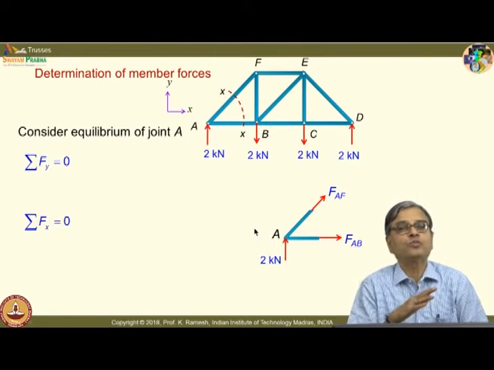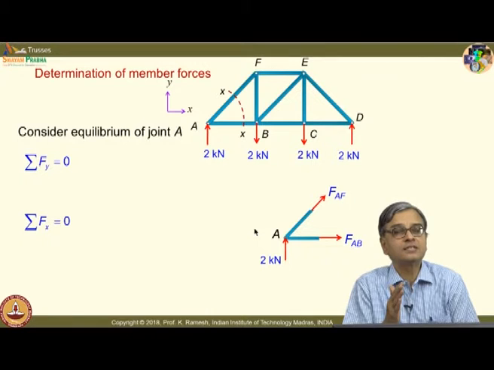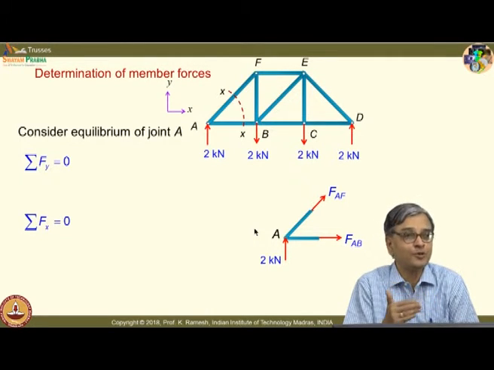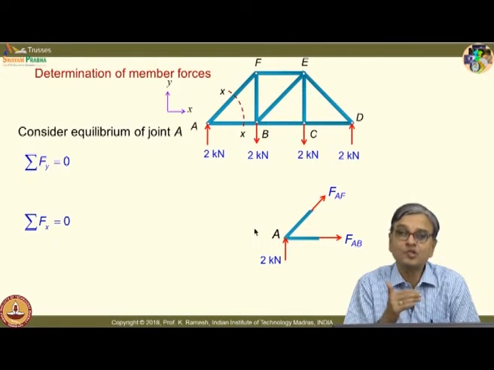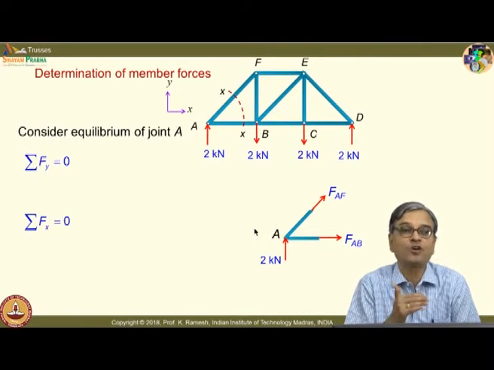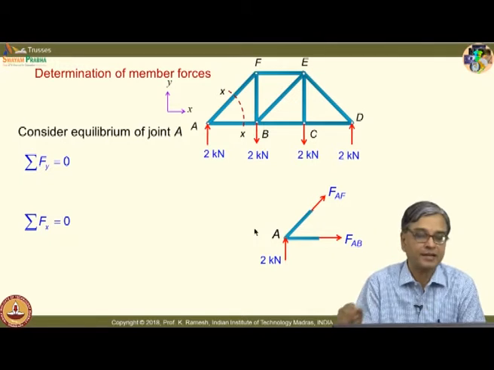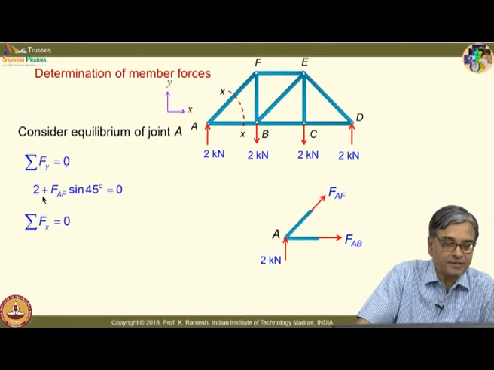And I have told you, you do not have to worry about this. If you do the mathematics properly, the mathematics will guide you whether your assumed direction is correct or not. Okay. So, I get this as 2 plus FAF sin 45 equal to 0. From the geometry of the truss, you can find out that this angle is 45. And I have FAB plus FAF cos 45 equal to 0.